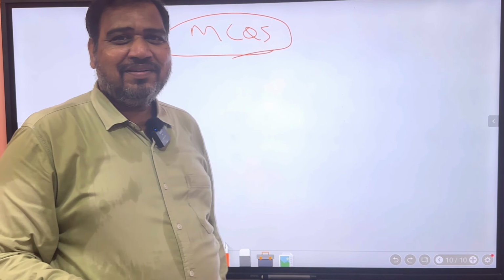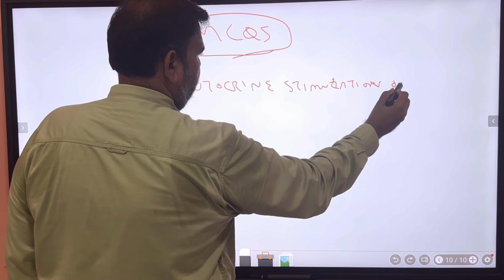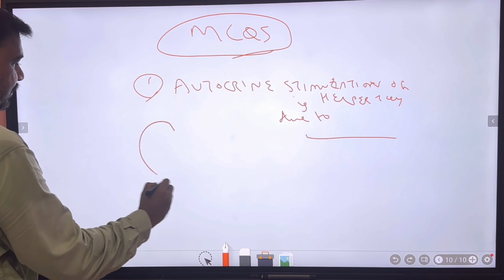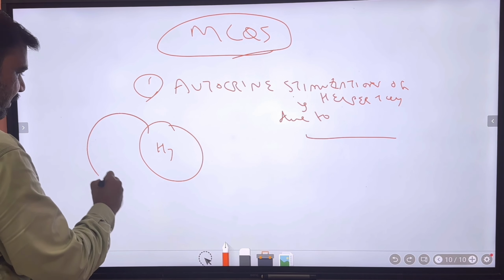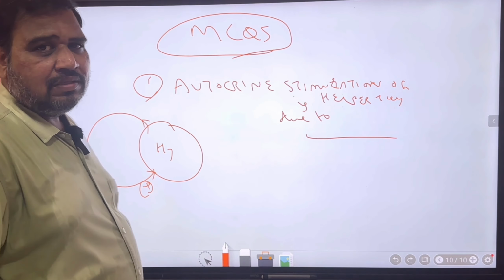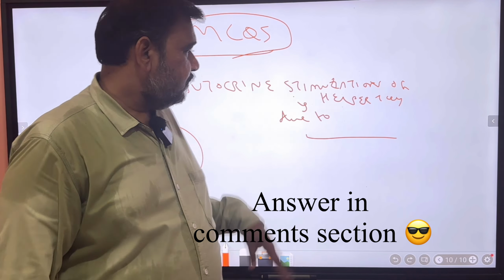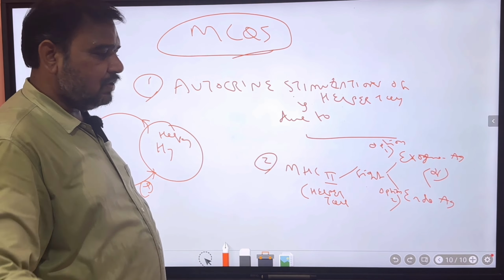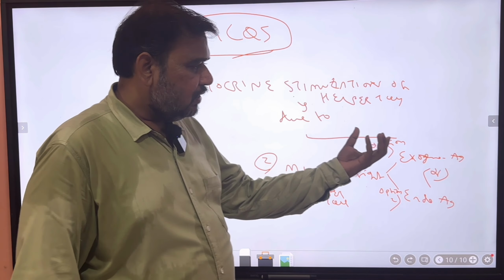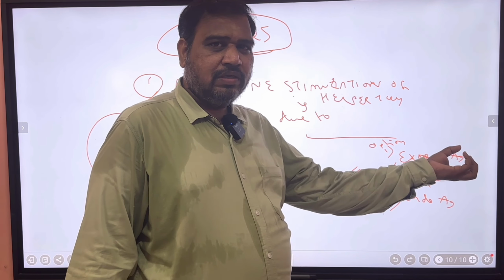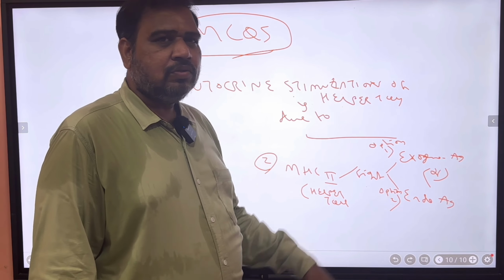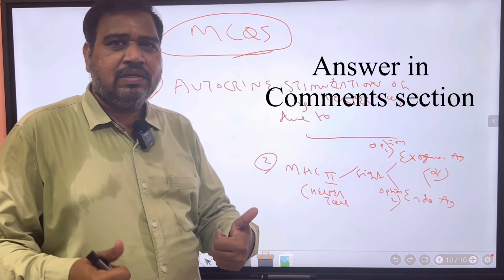Now we will go for MCQs. Autocrine stimulation of helper T cell is due to something coming from the helper. I will draw here: something coming from helper T cell, it again comes back. What is this? MCQ 1, I want you to write it in the comment box. MCQ 2, my question is: MHC2, which is connected with helper T cells, is going to fight against exogenous antigen, antigen coming from outside, or endogenous antigen, antigen already present within the cell, not coming from outside. What could be the answer, option 1 or option 2? These two MCQs, please answer in the comment section.